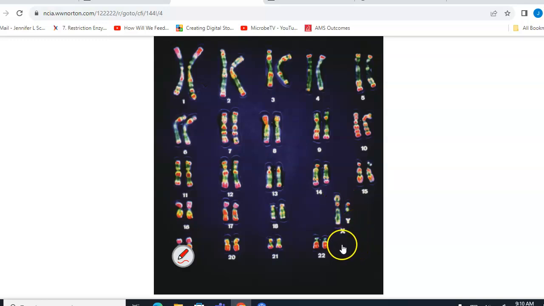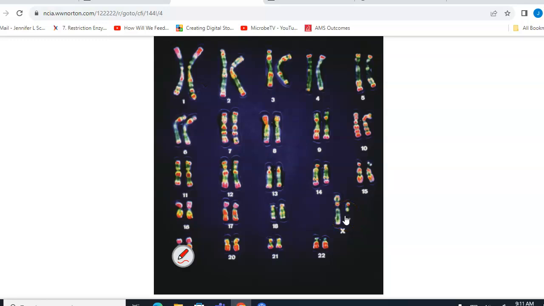If you're a female, you would inherit two X chromosomes, and therefore you would have two chromosomes that are exactly alike because the X would be the same shape as the other X. So you would inherit an X from your mother and an X from your father. If you're a male, you're going to get the Y chromosome from your father and the X from your mother.